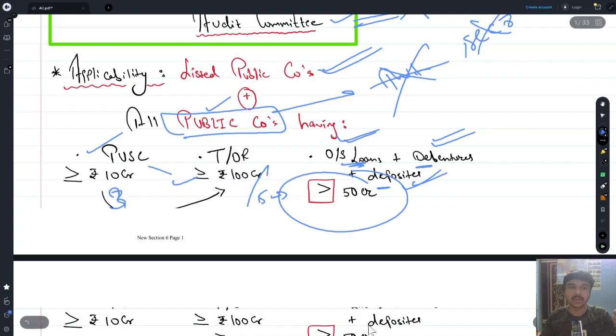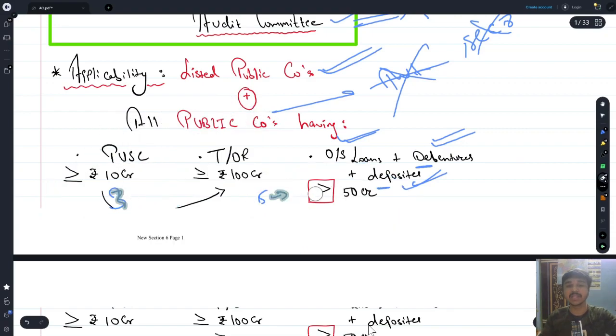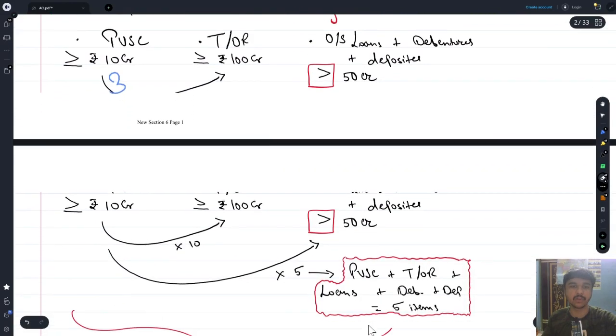So paid up share capital of 10 crore or more, you need to have audit committee. Turnover of 100 crore or more, you need to have audit committee. Outstanding loans plus debentures plus deposit, that is the third criteria, having three components in it: outstanding loans, debentures, deposits. Greater than or in excess of 50 crore, you need to have an audit committee. So this is what Companies Act is stating, right? This is how Companies Act is playing its part of audit committee.